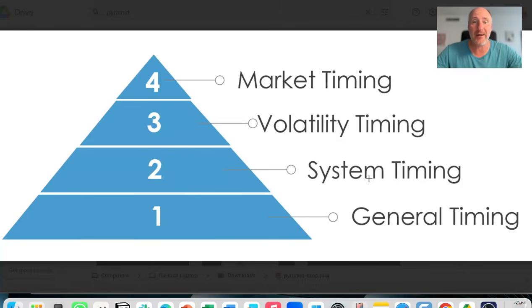Now let me start with number 2, system timing. System timing is what the vast majority of traders do. They create a trading system, and they improve the timing of the system itself by adding more and more filters, and therefore overfitting, and basically destroying the strategy. So then in live trading, it loses money.